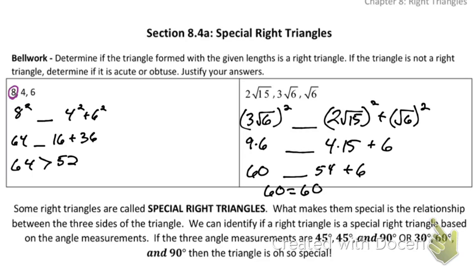Well, 64 is bigger than 52, and we said the hypotenuse was on this side, which means our hypotenuse is too big, and if our hypotenuse is too big, it needs to be obtuse. So that one should have been obtuse. The other one should have been a right triangle. None of them are too cute or really cute.